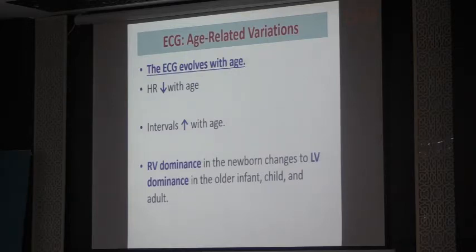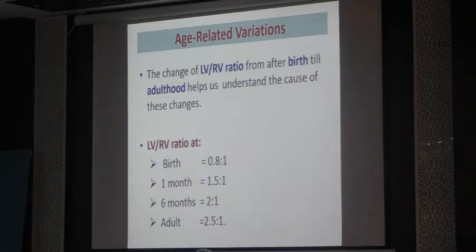The intervals increase with age. They are smaller, shorter in infancy, and they increase with age. At birth, there is right ventricular dominance. In the newborn, it changes to left ventricular dominance in the older infant, child, and adult. The change of the left ventricular to right ventricular ratio from after birth to adulthood helps us understand the cause of these changes. يعني الريشيوز دي مهمة قوي.